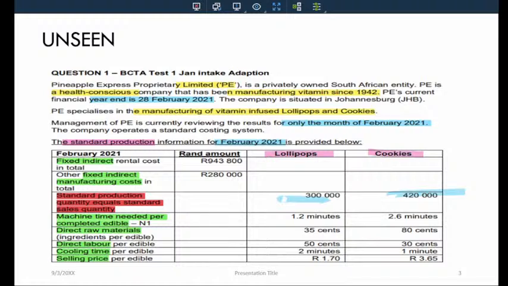The direct raw materials, the direct labor. What do we do with direct costs? Do you see that I can directly trace the raw materials to the lollipops? I don't need to allocate anything. Cool. Which is simple, right? So you're supposed to be getting that mark. Then they tell you that the cooling time per edible is 2 minutes and 1 minute, and the selling price per edible.